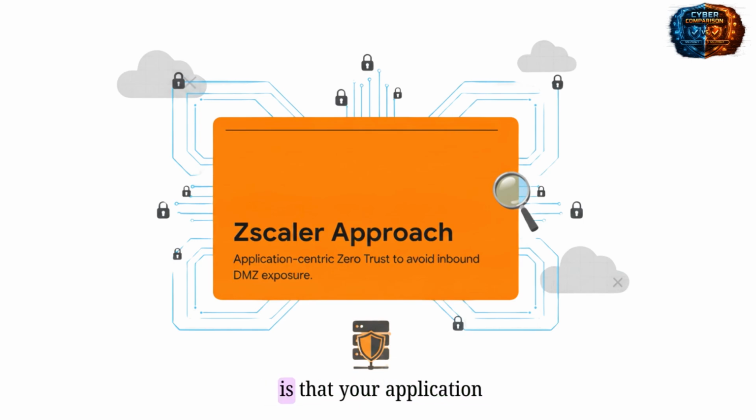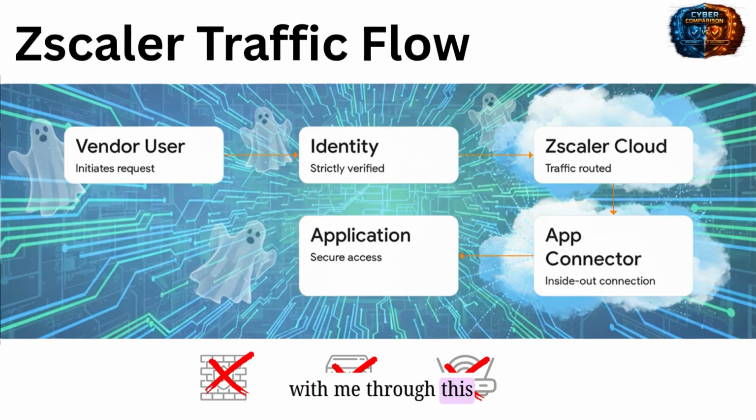The whole philosophy here is that your application should remain completely invisible to the outside world. There is absolutely zero inbound DMZ exposure. That means no public-facing servers just sitting there waiting to be attacked. Zscaler effectively hides your infrastructure because, well, external vendors can't attack what they can't even see. Walk with me through this precise traffic flow to see how they actually pull off this invisibility trick.